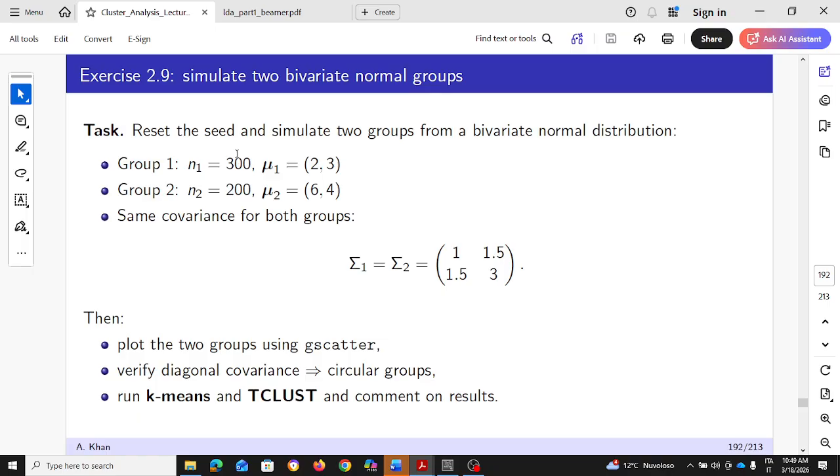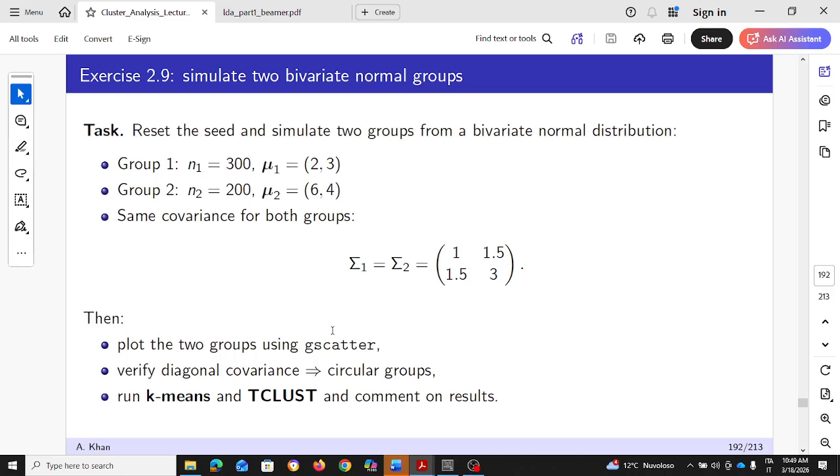And both groups have the same covariance. The off-diagonal terms represent covariance, so the covariance is the same. Now the task of the exercise is to make a scatter plot to look at your data, and then notice what effect covariance has on your clusters. And then we try both algorithms.